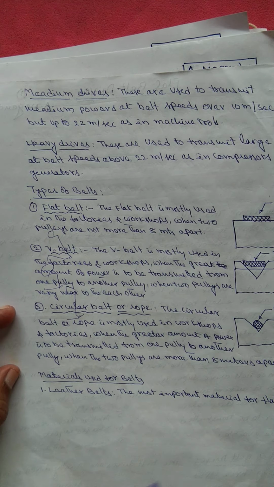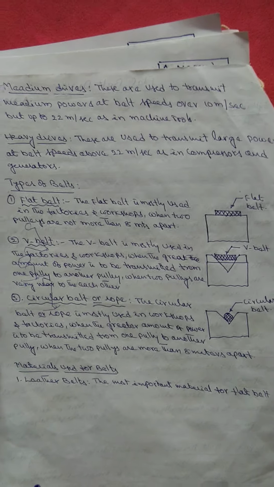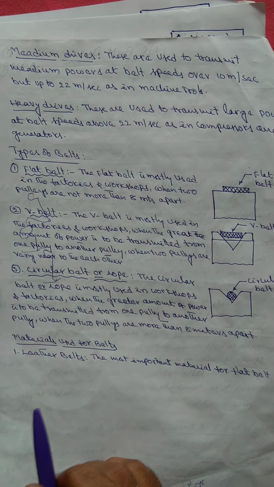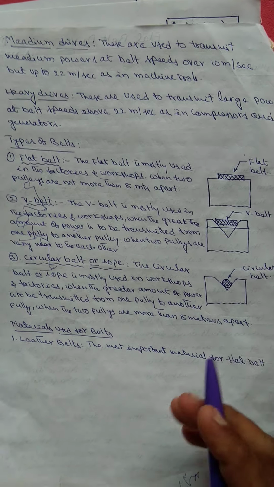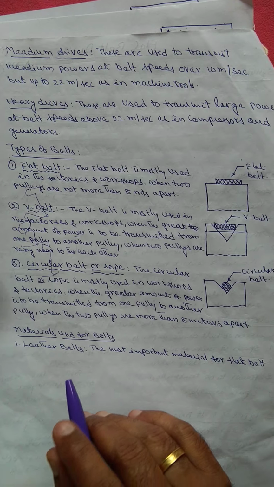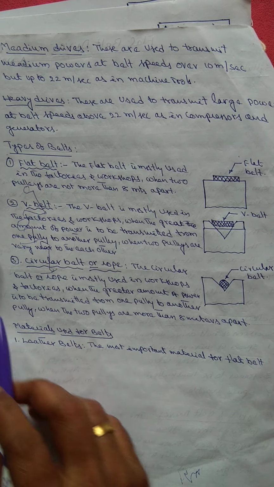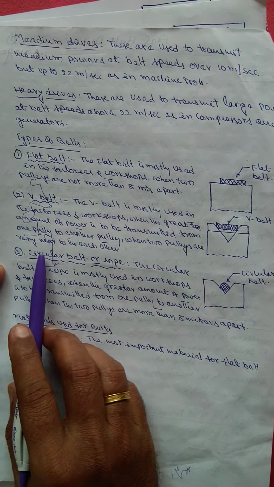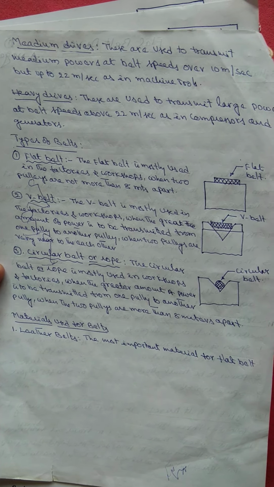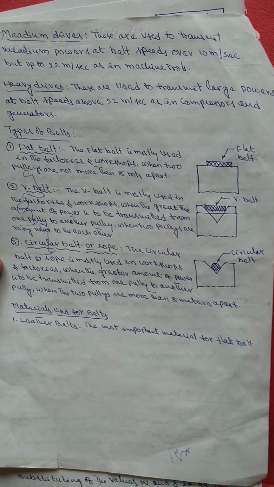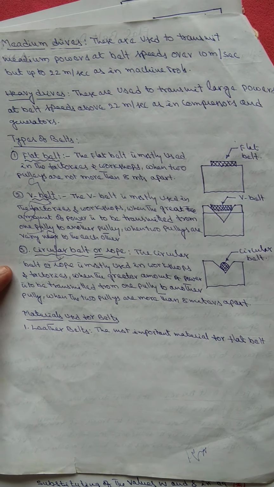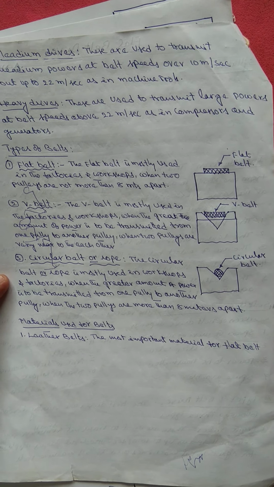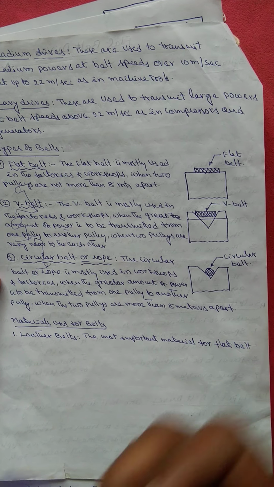We have different types of belts: flat belt, V belt, and circular belt. Flat belts are used when the center distance is within 8 meters. Above 8 meters distance we use V belts. Another one is the circular belt or rope. Circular belts and ropes are mostly used in workshops. Generally all belts are used in workshops only.